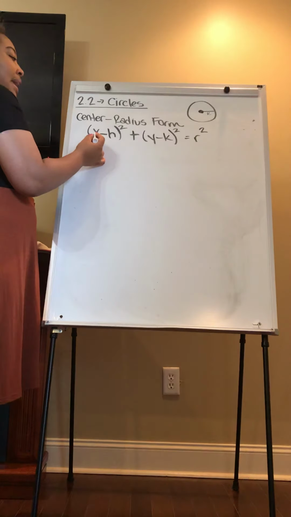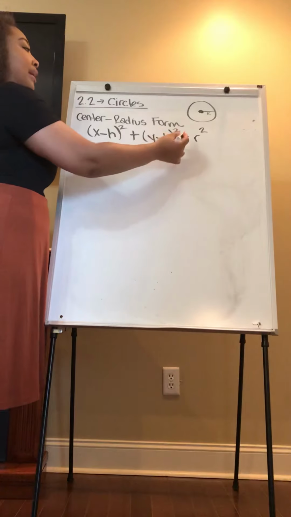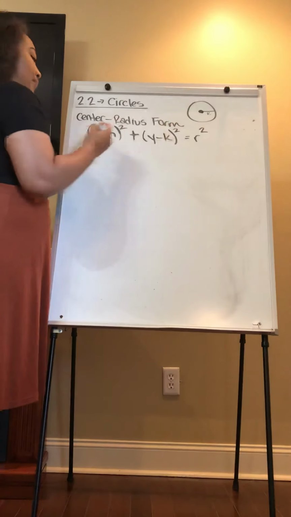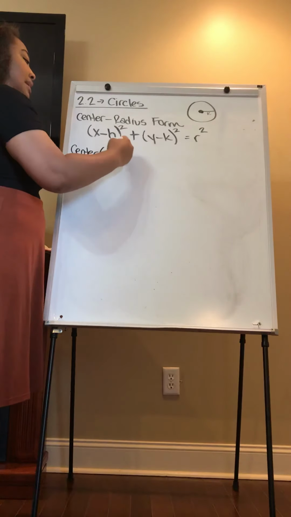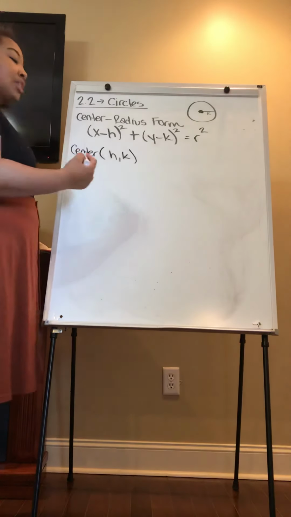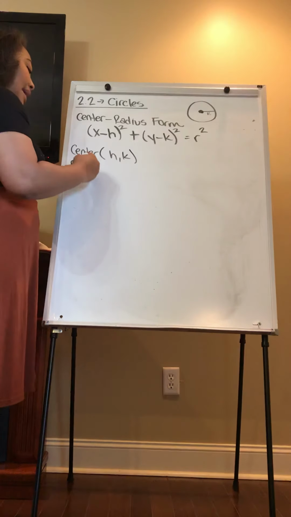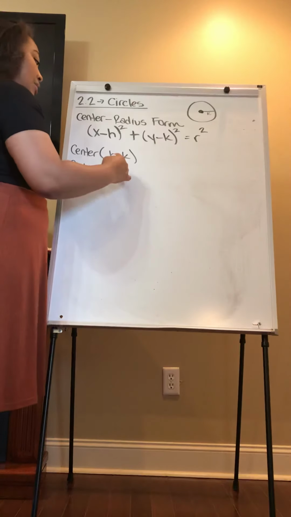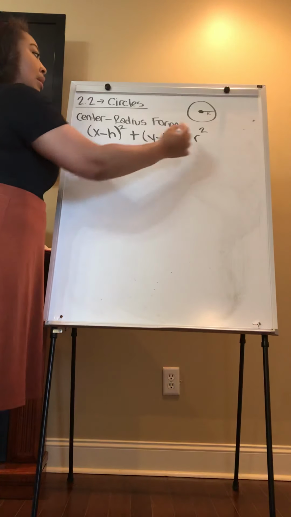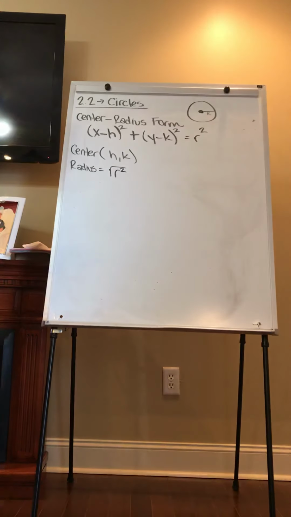So that form will be (x minus h) squared plus (y minus k) squared equals r squared. Now from that form, you should be able to give me the center, which will be h comma k. It will be an ordered pair. The radius would be the square root of that last number. Okay? So this is very, very simple.